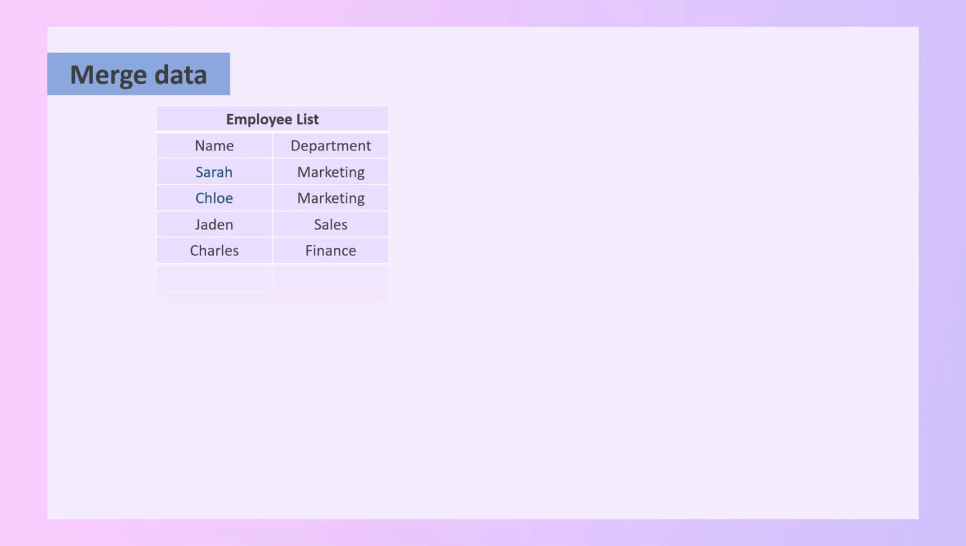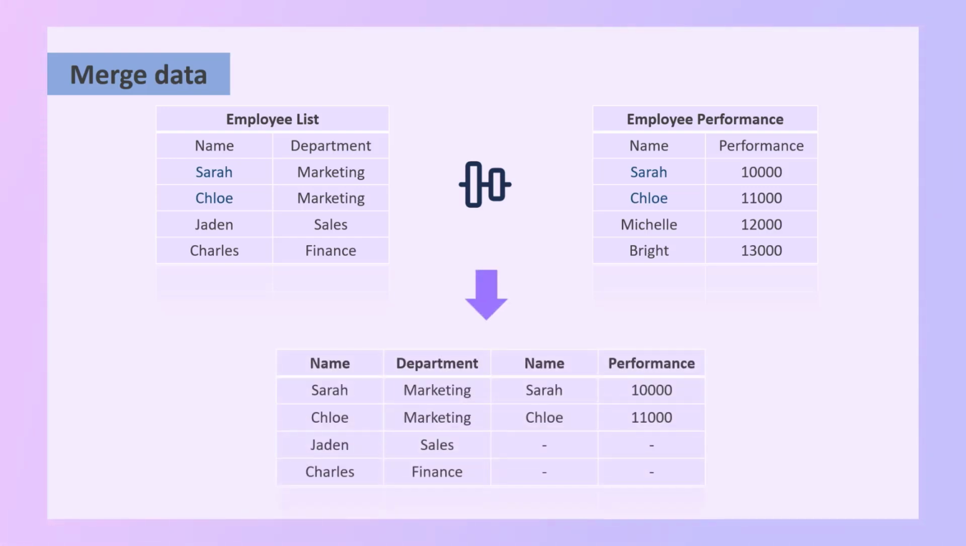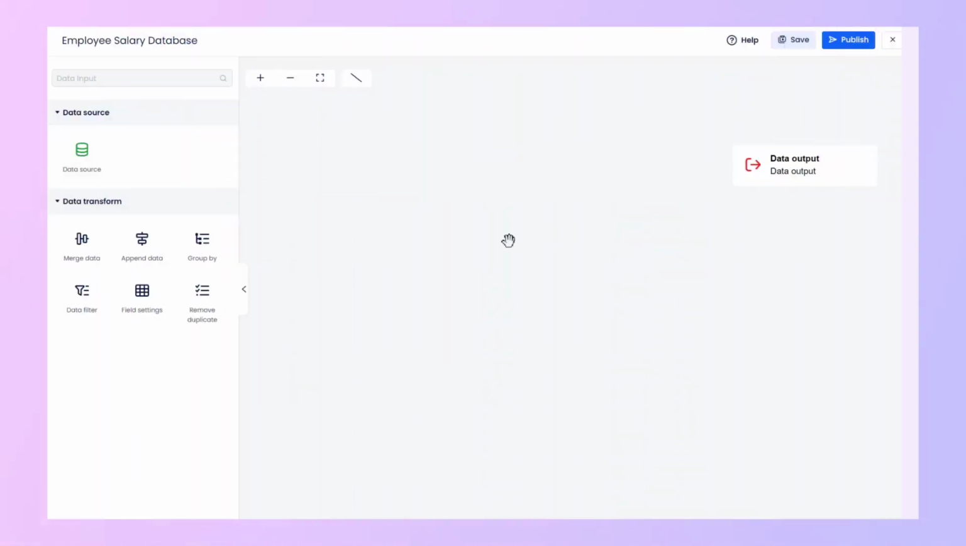If we have 2 tables, one for employee list and one for employee performance, and we want to see the department and performance of employees in one table, we can use the Merge Data node. Merge Data is the left-right splice of data from 2 tables based on the set mapped fields and join kind. In the Data Builder, drag in 2 Data Source nodes.